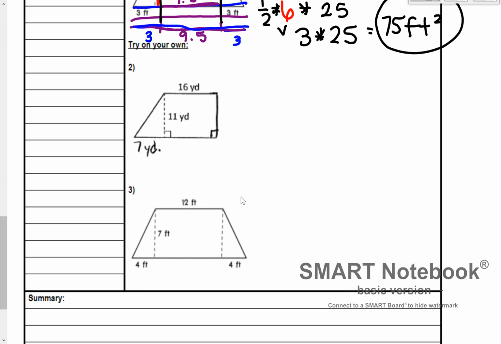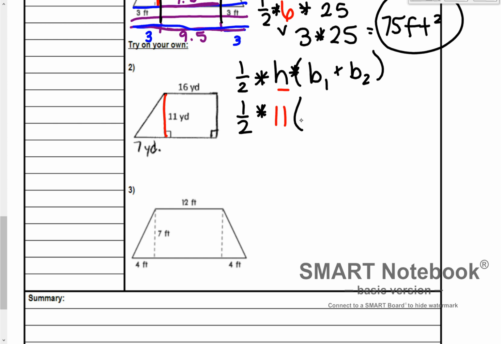Right, so if you're here with me now, we should have already completed number 2. If not, pause the video and do that now. Like I said, I am going to use the formula, so 1/2 times height of base 1 plus base 2. And remember, a number next to a parentheses means times, so that does mean times there. All right, height is 11. I've got my times 1/2 in the front. I've got my parentheses. I've got my base 1, 16.